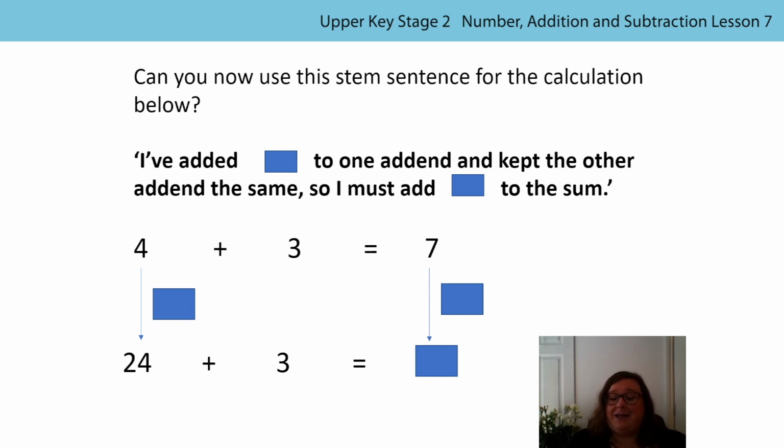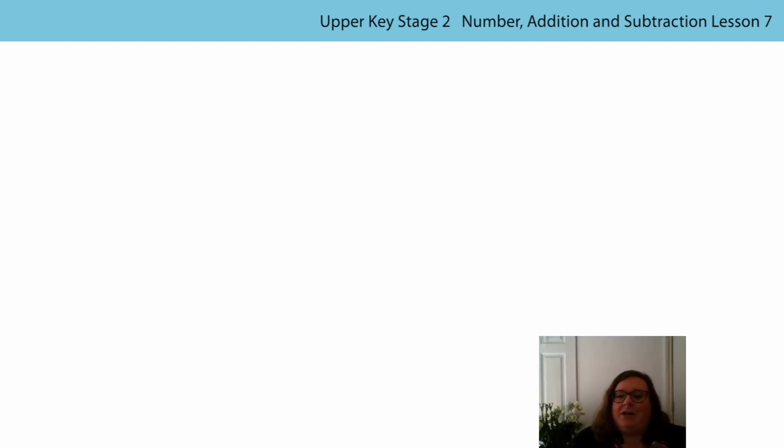Okay, are you ready? So you can either repeat it after me or you can join in with me. I can see that this addend has increased by 20 to 24. I can see this addend stayed the same. Let's go. I've added 20 to one addend and I've kept the other addend the same, so I must add 20 to the sum. So 7 add 20 is 27. Well done, everybody. Let's have a look at a different example.